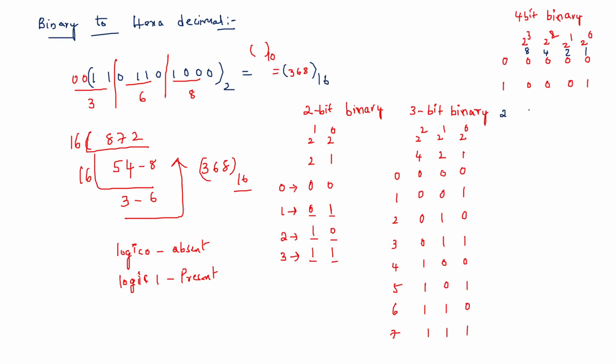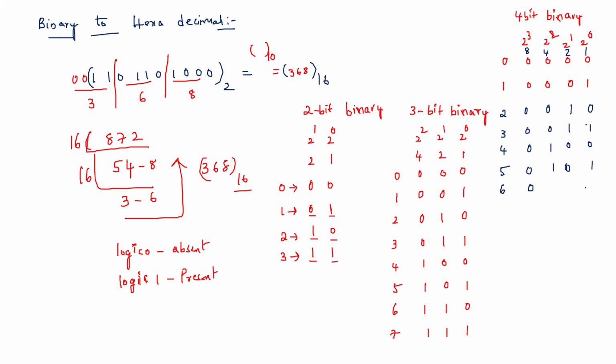And 2 means, what is the value? At the 2 place we are placing 1, and 8, 4 and 1 are 0. 3 means 2 plus 1, so 4 and 8 should be 0. And 4 means 1 and the remaining are all zeros here. And 5 means, sorry, 0, 1, 0, 1. So 5 is 0, 1, 0, 1.